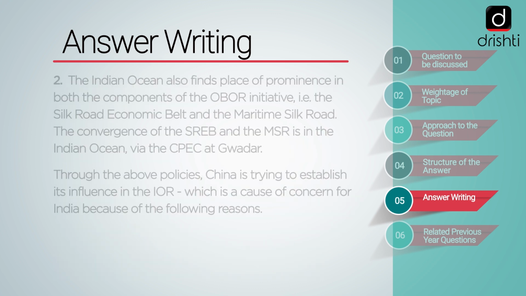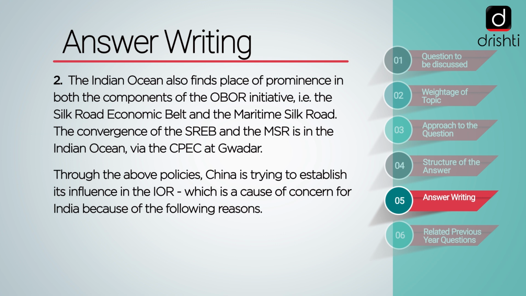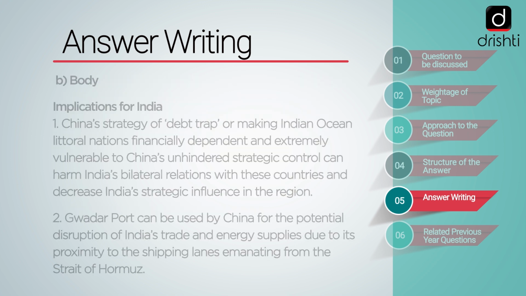The Indian Ocean also finds place of prominence in both of the components of the Belt and Road Initiative, that is, the Silk Road Economic Belt and the Maritime Silk Road. The convergence of the SREB and the MSR is in the Indian Ocean via the CPEC at Gwadar. Through the above policies, China is trying to establish its influence in the Indian Ocean region, which is a cause of concern for India because of the following reasons.